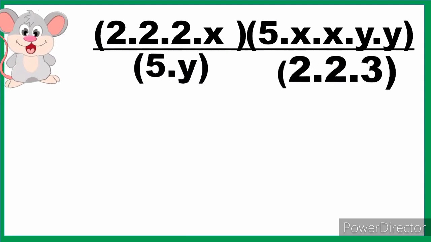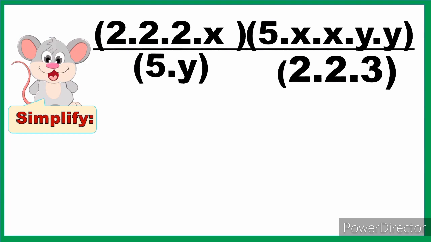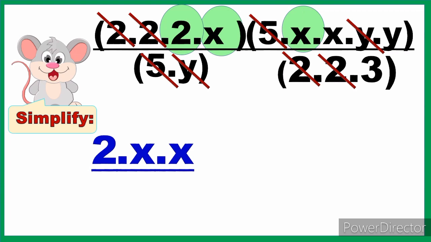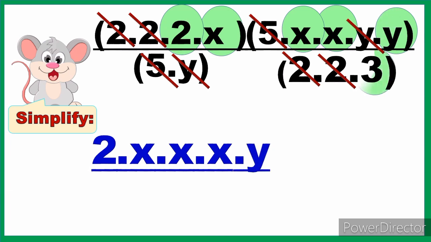Okay, so in this result, we're going to cancel. We cancel 2 since common siya sa numerator and denominator. Cancel another 2, cancel 5, then cancel y. Okay, so ang natitira sa numerator is 2. So, i-rewrite natin ang 2 sa numerator. And then we have x, another x, and another x. Then also we have y in the numerator. And in the denominator, we have 3.